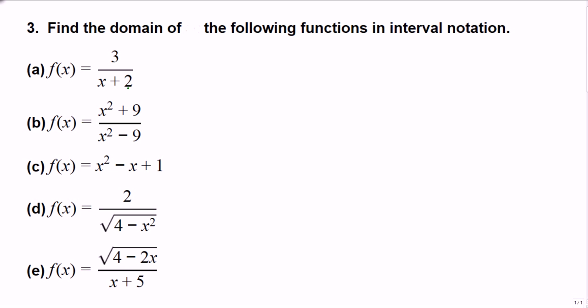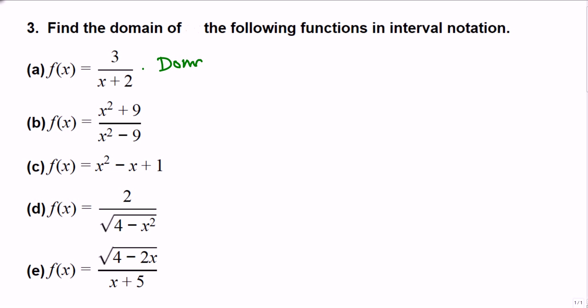So x plus 2 should not be 0. Let's find when x plus 2 becomes 0. Clearly x equals negative 2, since negative 2 plus 2 is 0. So negative 2 makes the bottom 0, and negative 2 should not be in the domain. So the domain is all real numbers except negative 2.